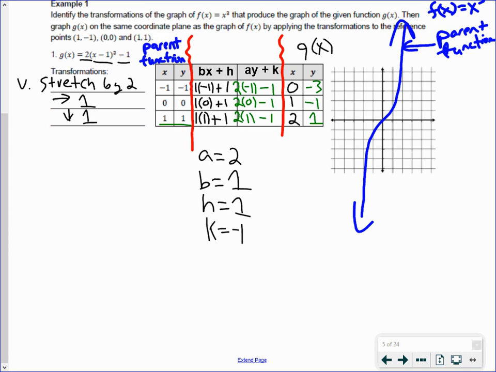Let's go ahead and actually plot them. So we have the point 0, -3, 1, -1, and 2, 1. Those aren't our reference points, those are our transformed reference points, and that's what we're going to graph. So this is what our g of x will look like. That's our transformed function, our g of x. And that's how you do it, using the transformation rule.